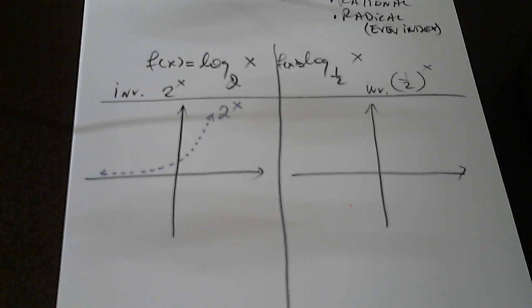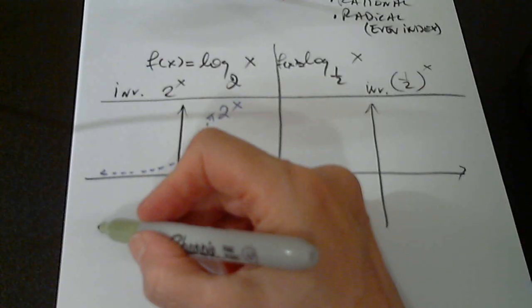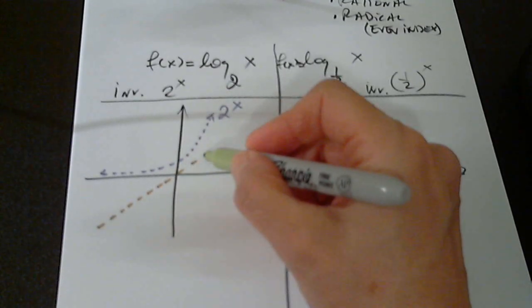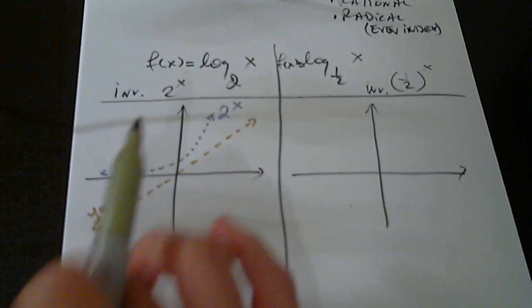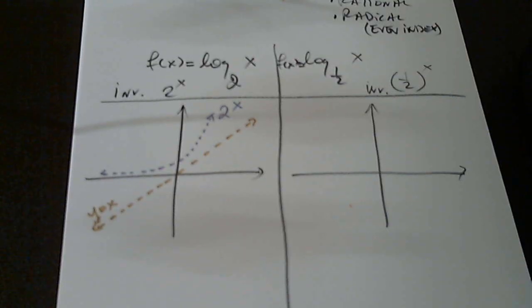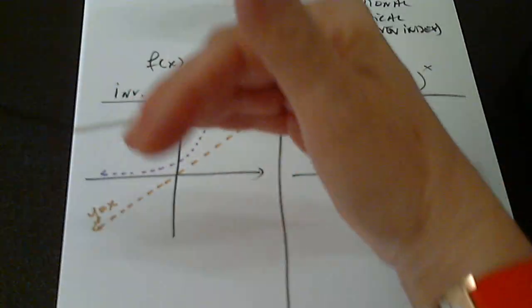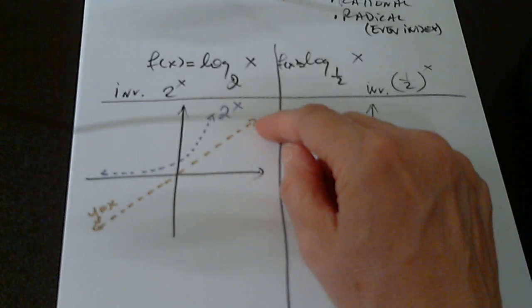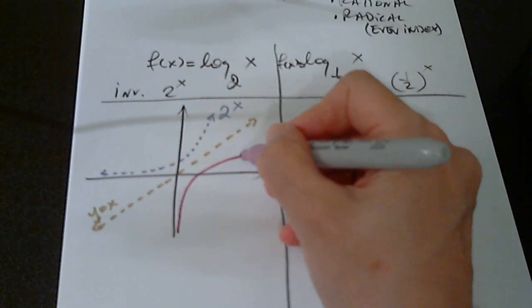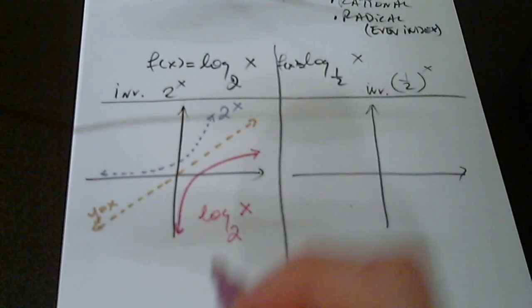How will I graph the inverse function? Every time I graph an inverse function, I draw this line that is y equals x, which bisects the first and the third quadrants. What do I do next? I reverse the graph, meaning I graph a mirror image of this graph with respect to this line. Okay, how does it look? This is the graph of log base 2 of x.